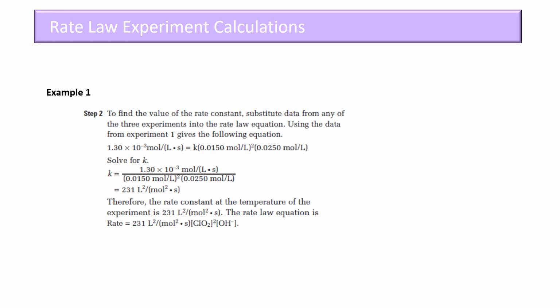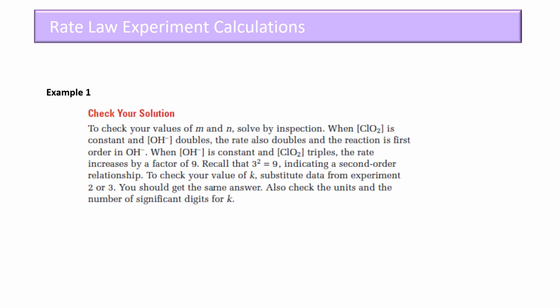The rate law equation then is 231 L squared divided by mole squared times second times the concentration of ClO2 to the order 2 and OH. The last thing we'll do is check our solution. To check your values of M and N, solve by inspection.